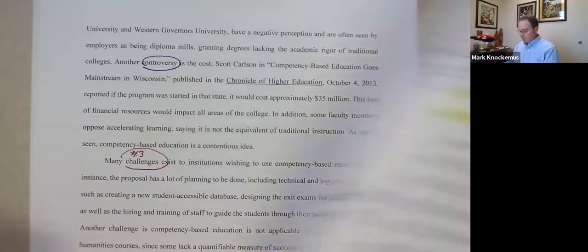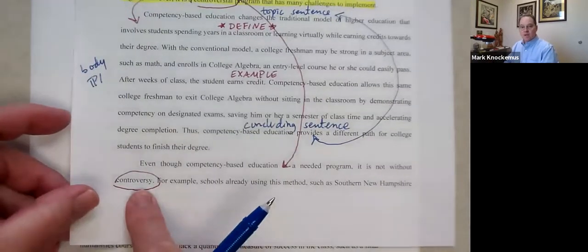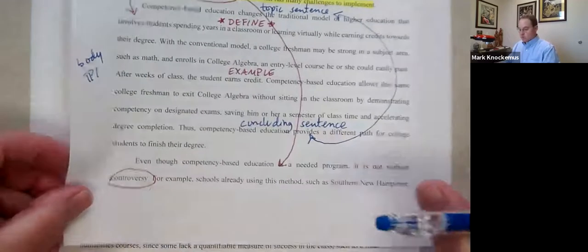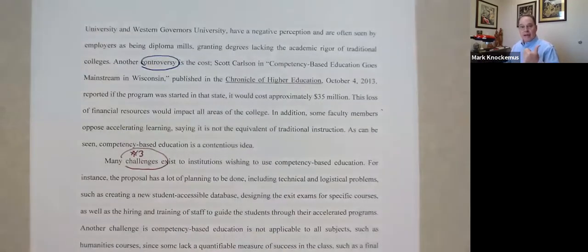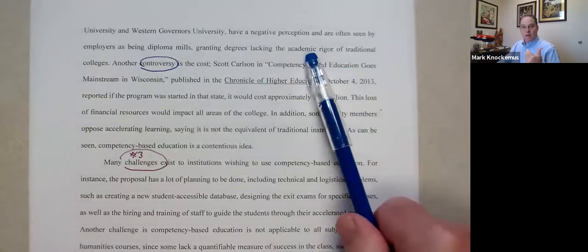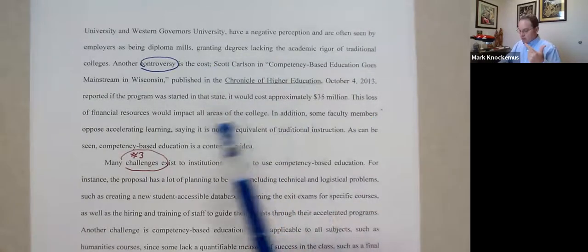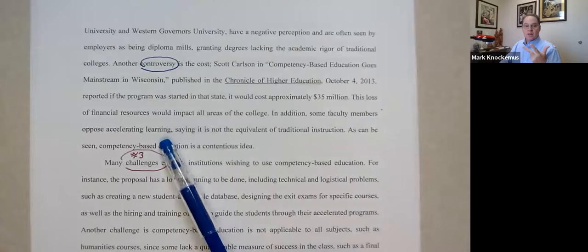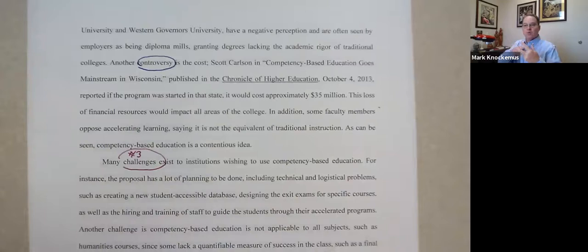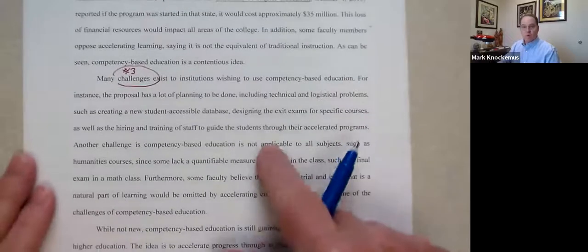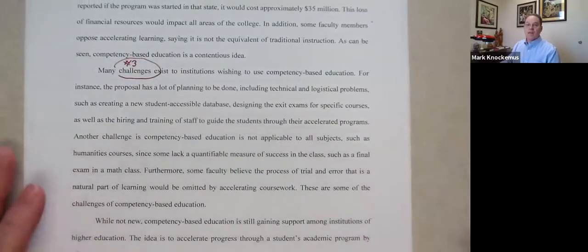So going in here, right, I have examples of what? Controversy. What are some of the different examples of controversy? And some employers look at this program as being less than the traditional degree, that it lacks academic rigor. Another is cost, right? Another is faculty oppose accelerated learning because it's saying that's not the equivalent. What was that? 3, 1, 2, 3, the rule of 3. That's what's going to get us through. We have another body paragraph in the conclusion to look at, and we'll get to that in the next lecture.